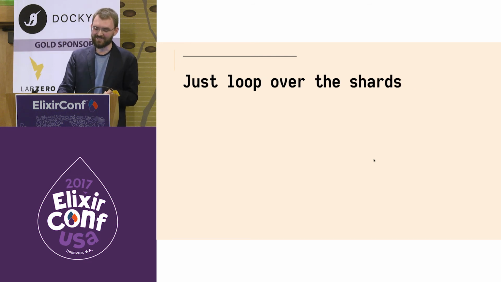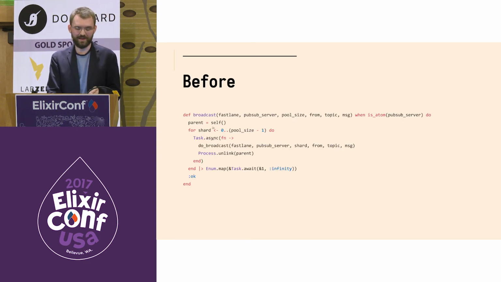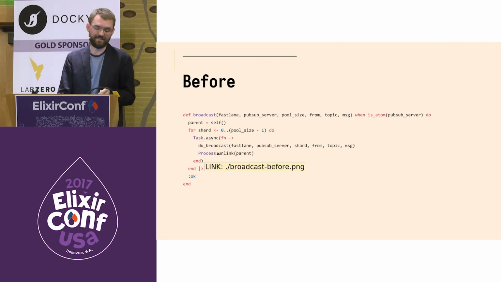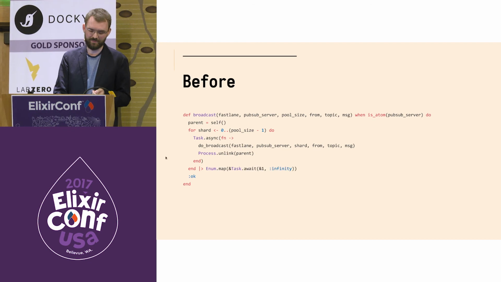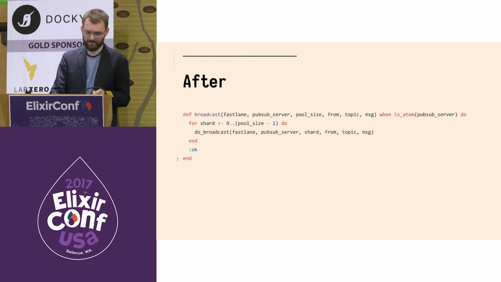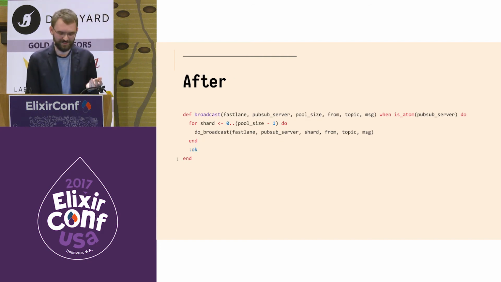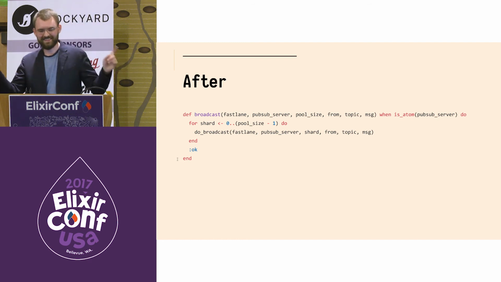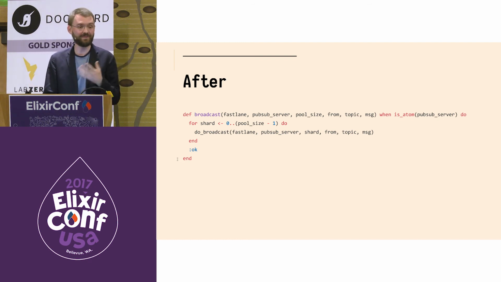And the way to do that is to just loop over the shards. So before we had this code, you see the task being spawned here, linked and then unlinked. That's the proc link. Spawning the function is the pix lock. And then we await for them. Now, for each shard in pool size, we just do the broadcast. Do the messages arrive at different times? Yes, they do. But does this work at scale? Yes, it does.